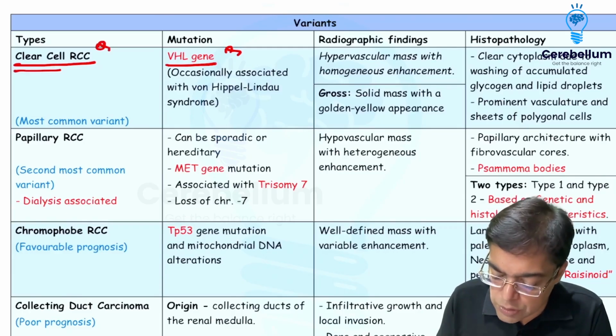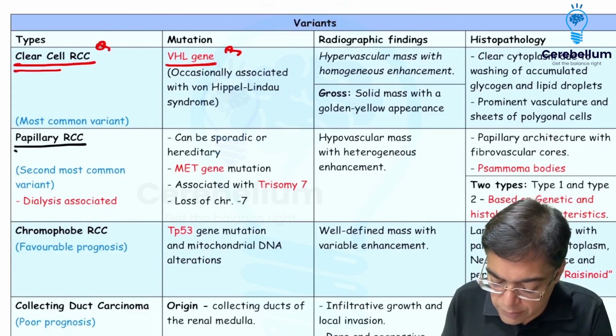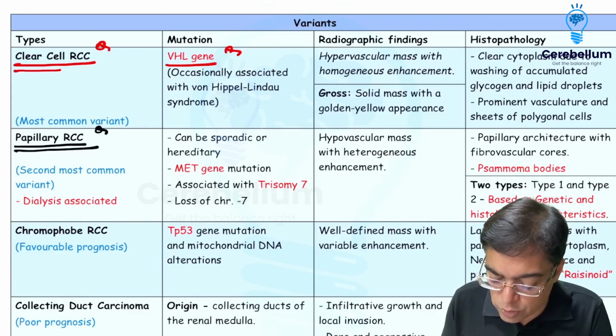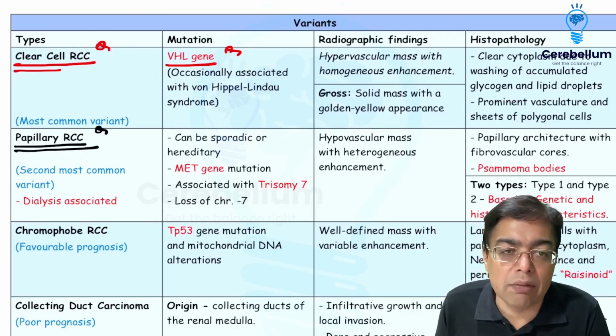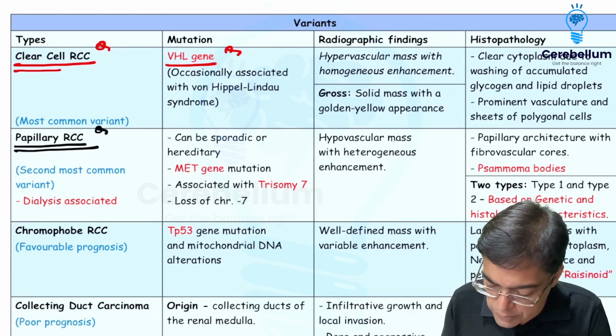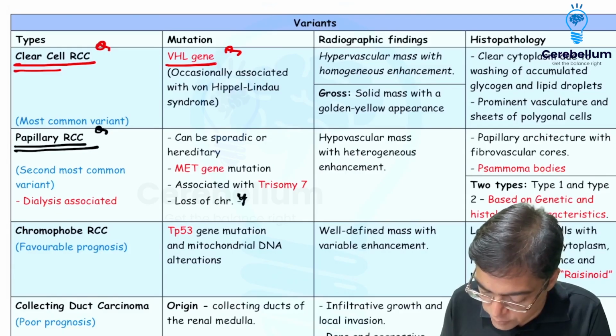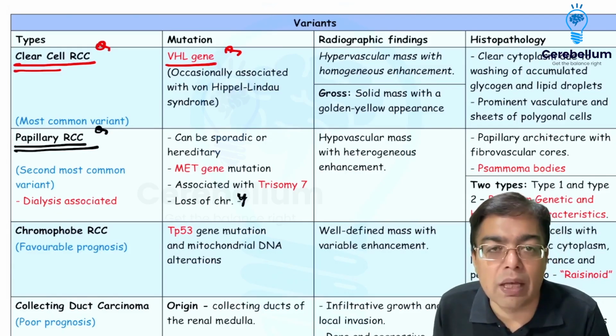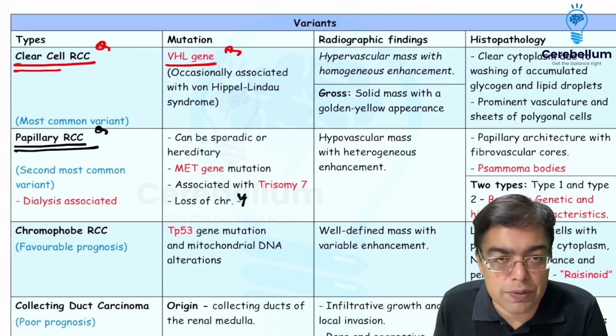The second variant is called the papillary variant. The papillary variant is associated, at a genetic level, with the presence of trisomy 7. And the patients have a loss of chromosome Y over here. Some patients can have a MET gene mutation.